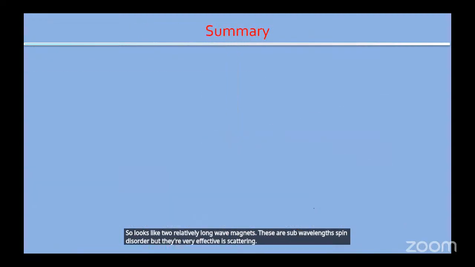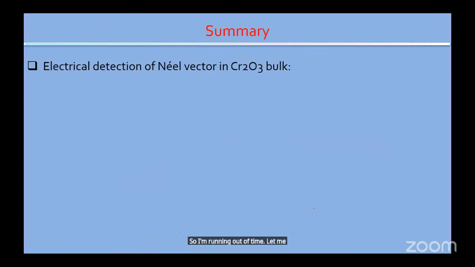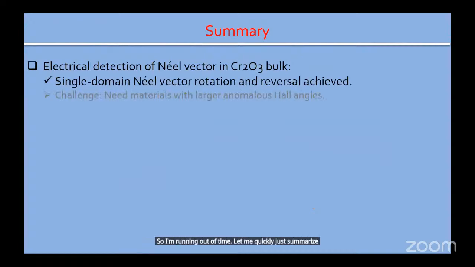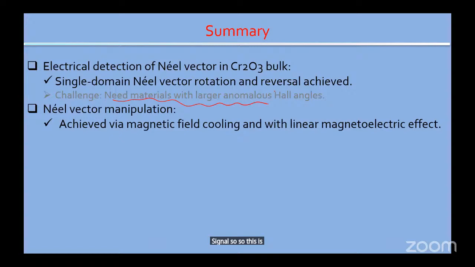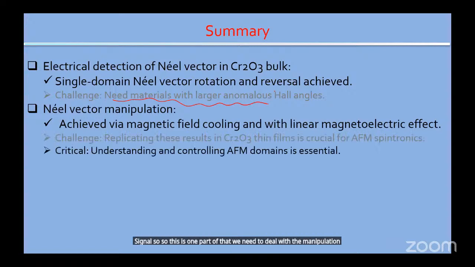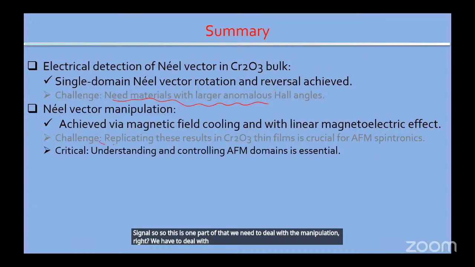I'm running out of time, so let me quickly summarize. The first part is electric detection and manipulation. I want to point out that the challenge here is that we really need to find a good material that can report a large anomalous Hall signal. This is one part that we need to deal with. For the manipulation, we have to replicate the results in thin films.